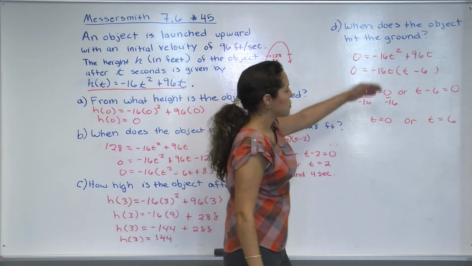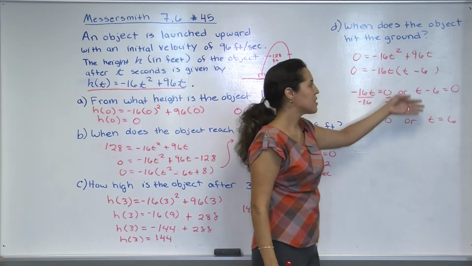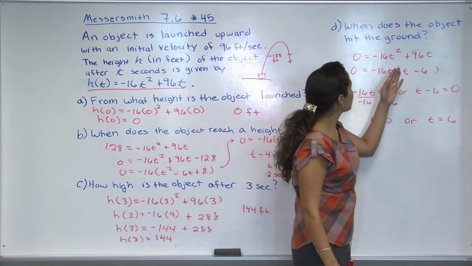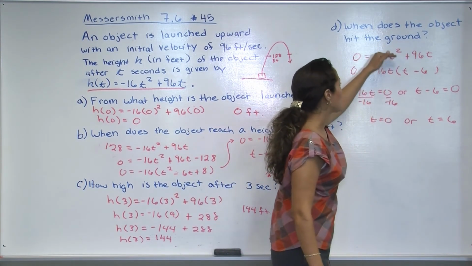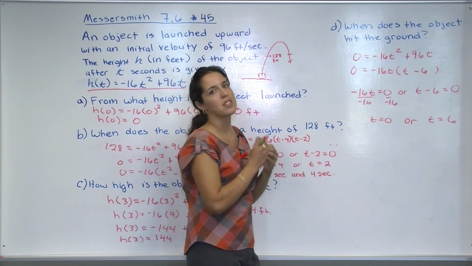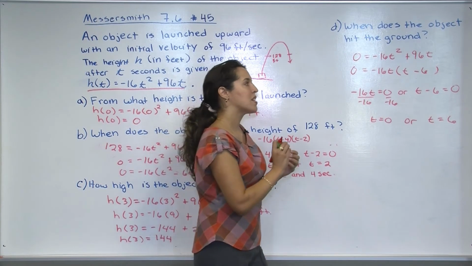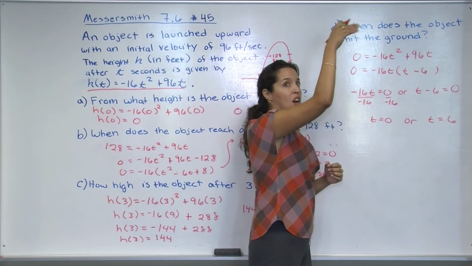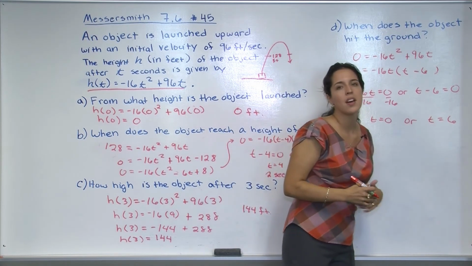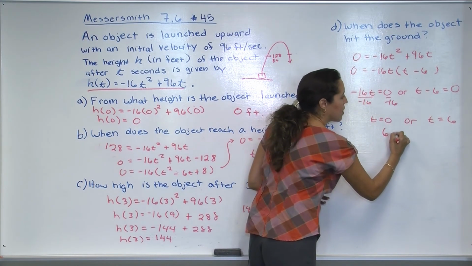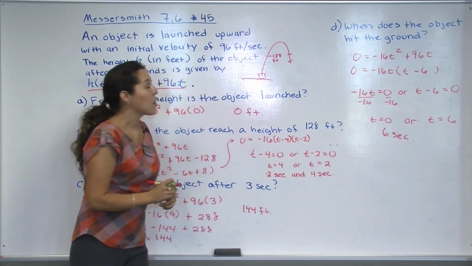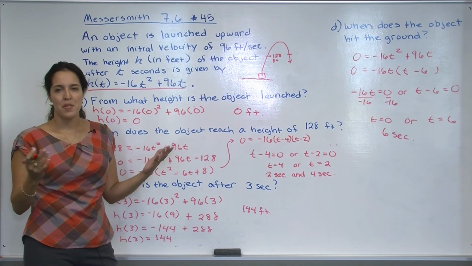Now, we have two answers, but let's look at the question and see if one of these solutions is an extraneous solution. It says, when does the object hit the ground? Well, it's definitely not going to be at 0 seconds, because that's when it's actually launched. They want to know when it is going to launch up and then hit the ground after it's launched. So it has to be 6 seconds. And that is how we work out problem number 45 from the Messersmith book.